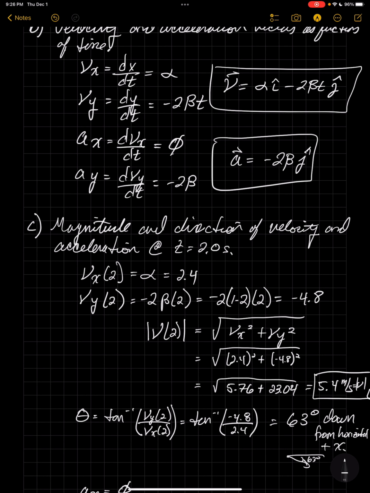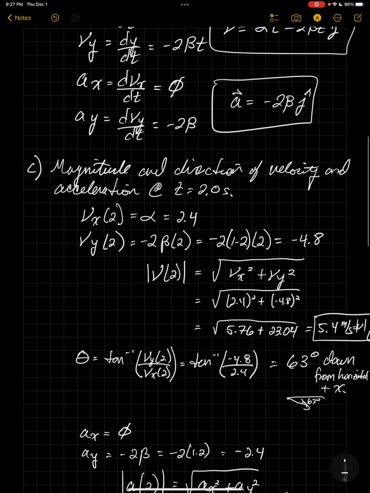Now we have a velocity in the x direction and a velocity in the y direction, so we can calculate the magnitude of velocity at time t equals 2 by doing our summation of the squares, the root mean square calculation. So the velocity magnitude becomes the square root of vx squared plus vy squared, or the square root of 2.4 squared plus 4.8 squared, which after doing all of the math, you'll calculate the velocity magnitude at 2 seconds to be 5.4 meters per second.